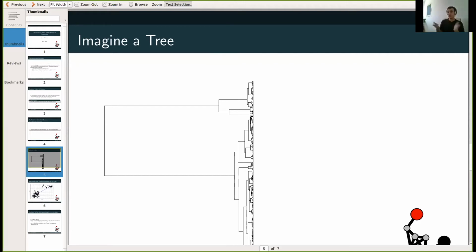We have 1,000 data points. That's plenty of data, you would think. But if you actually start looking at this tree, you might realize that there's some interesting patterns, right?